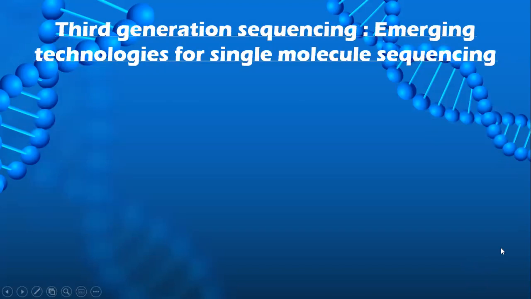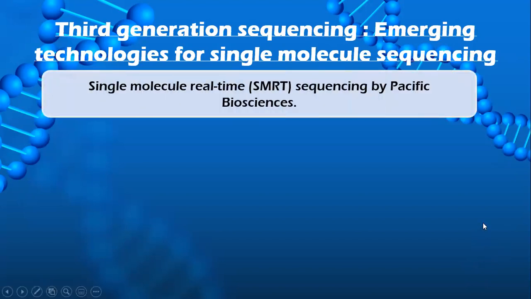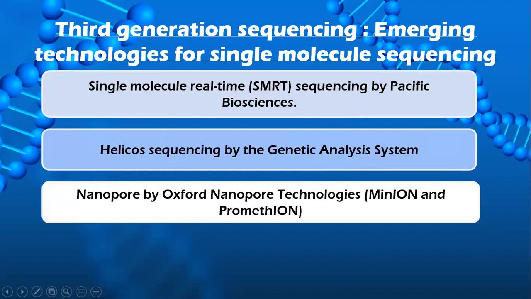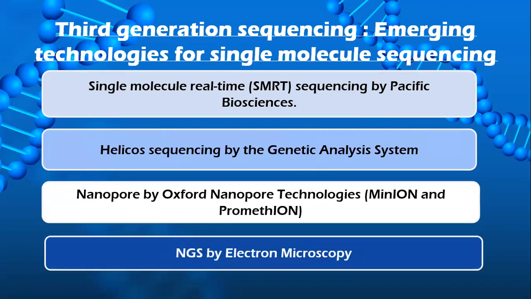There are several technologies in the 3rd generation of sequencing, like single molecule real-time sequencing or SMRT sequencing by Pacific Biosciences, then helicos sequencing by the Genetic Analysis System, and nanopore or Oxford Nanopore Technologies, that's MinION and PromethION, and also NGS by electron microscopy. I will be talking about 2 of these technologies, single molecule real-time sequencing and nanopore by Oxford Nanopore Technologies, in more detail in the subsequent slides.